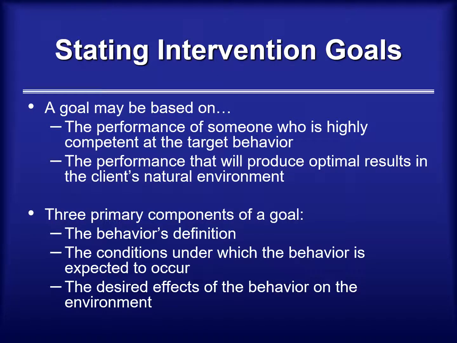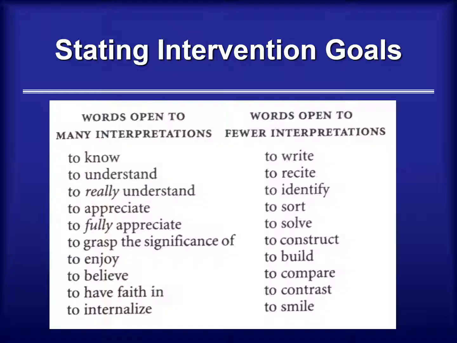A goal should be defined based on the target behavior that you want to occur or to be eliminated, the conditions under which the behavior is expected to occur or change, and the mastery criteria, the desired effects of the behavior on the environment. We practiced pinpointing behavior earlier in this module. A first step of developing an intervention goal is to define the target behavior or actions. What exactly do you want your learner to do? These suggestions are from the book Preparing Instructional Objectives, published by Mager in 2004.